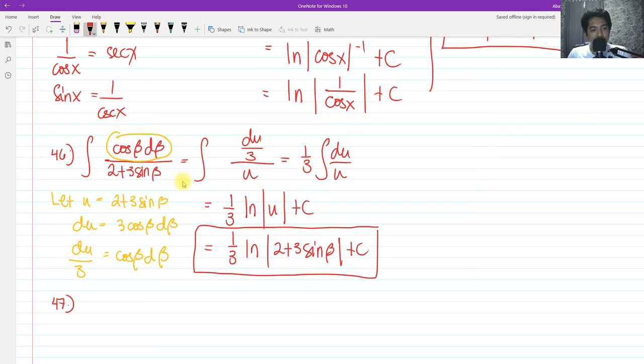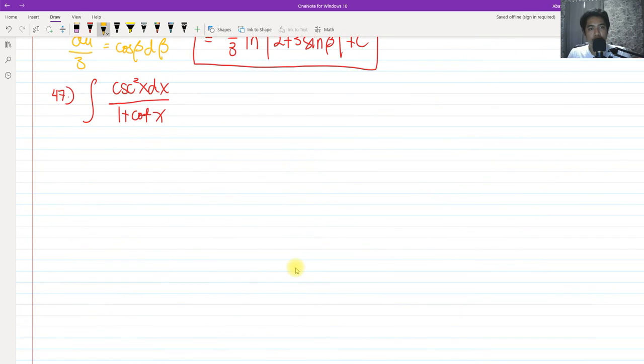So for number 47, we have the integral of cosecant squared x dx over 1 plus cotangent x. That is still a simple U substitution because we all know that the derivative of cotangent is negative cosecant squared. So we let u equal 1 plus cotangent of x. Then du is negative cosecant squared of x dx, of which we have cosecant squared x dx here. Multiplying both sides by negative 1, this becomes negative du equals cosecant squared x dx.